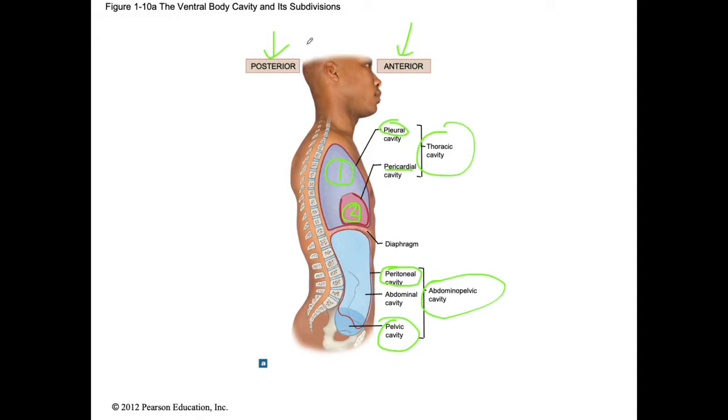On the posterior, we're going to have the cranial cavity for the brain, and we're going to have the vertebral cavity for the spinal cord and the meninges, okay? The cerebral spinal fluid, that's all on the posterior part. Cranial cavity for the brain, vertebral cavity for the spinal cord.